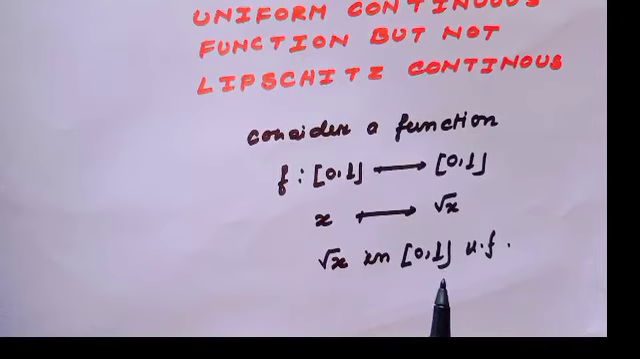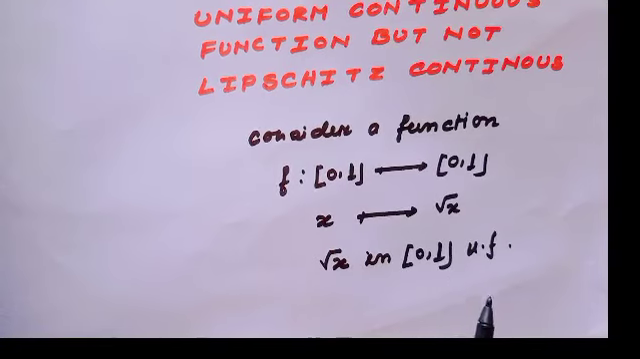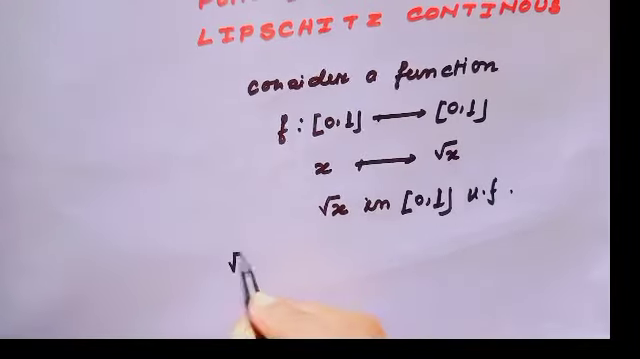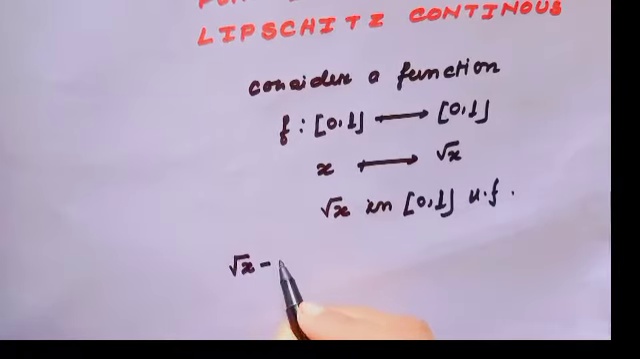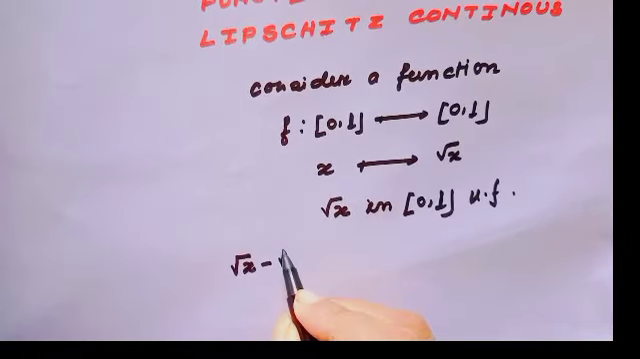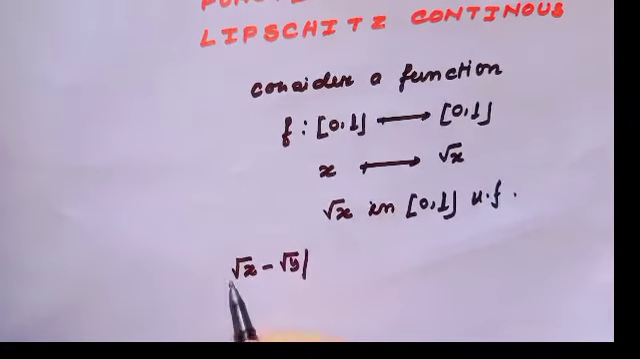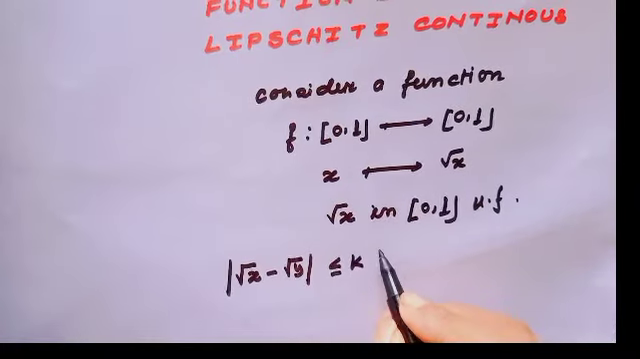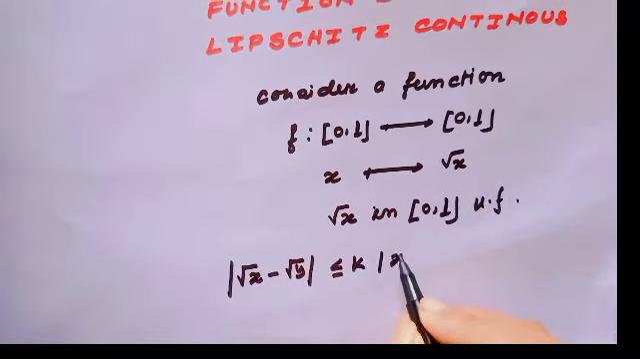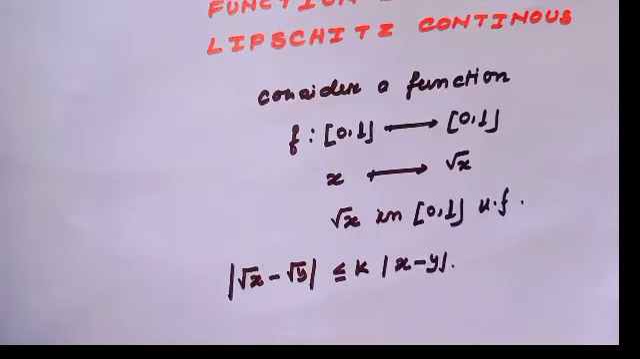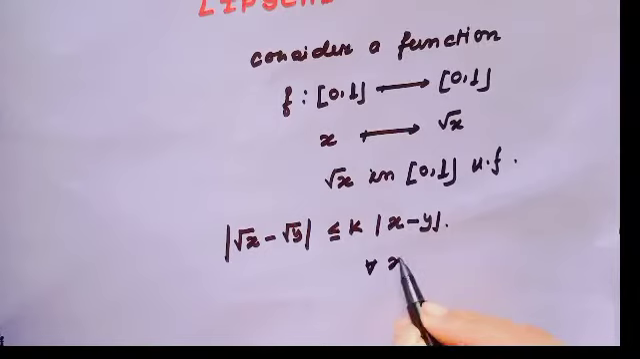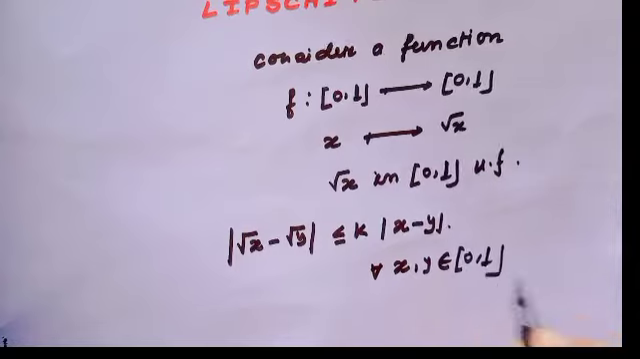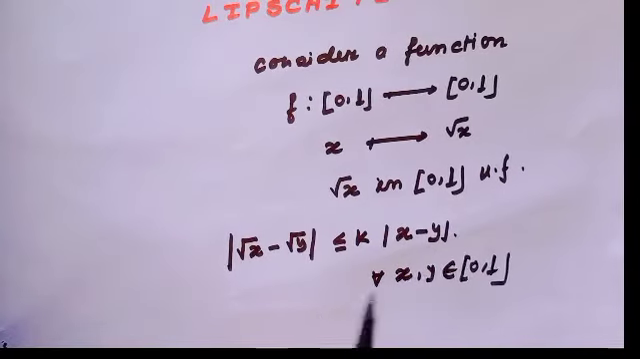Now let's verify. Is this function Lipschitz continuous? For Lipschitz continuity, we all know we have to prove absolute value of square root of x minus square root of y is less than or equal to k times absolute value of x minus y, where for all x, y belonging to the closed interval [0,1]. We have to prove this for Lipschitz continuity.